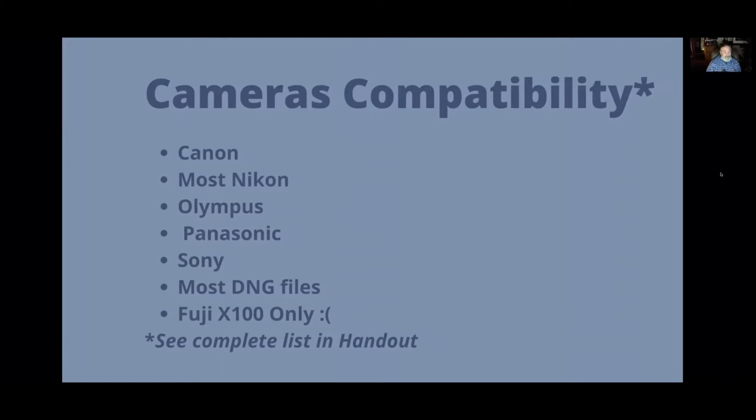Now, if you're a Fuji shooter like me, you're kind of out of luck. There is one Fuji camera, the X100, whose files can be read in Snapseed. If I take one of my Fuji X-T1 or X-T2 files and try to open it in Snapseed, it only sees a JPEG. So just keep that in mind. I will include a complete list of those camera compatibilities in the handout that I'll send after the program. Let's take a look at a few image examples, and then we'll get right into processing.